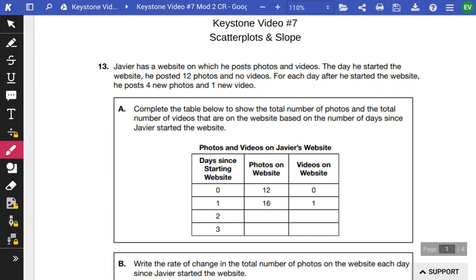Welcome to Keystone video number 7. This is about scatter plots and slope. And these are the two constructed response questions for Module 2.